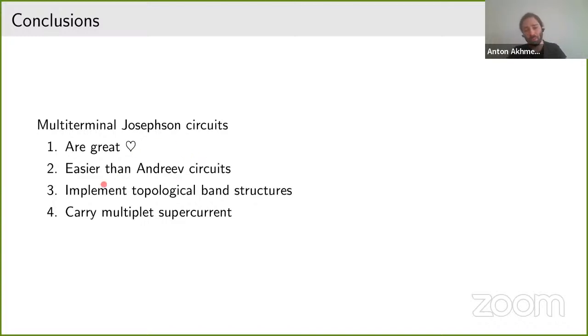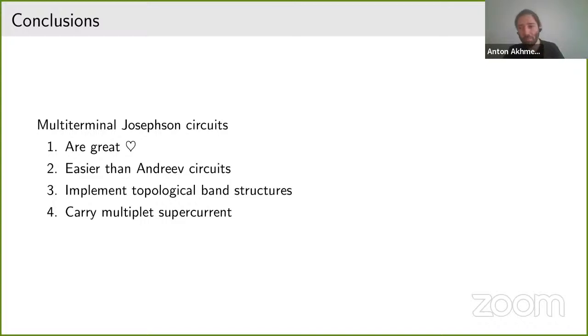The multi-terminal Josephson circuits implement controllable quantum mechanical Hamiltonians that have topological band structures, which is a fact that was so halfway between known and unknown, so for me it was certainly unexpected. And finally, they carry multiplet supercurrent.